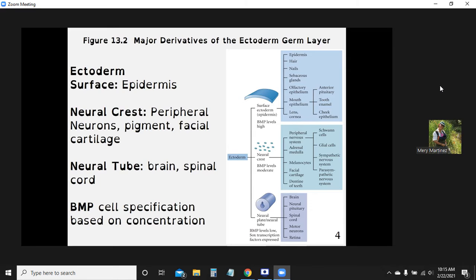Okay, but high levels of BMPs will induce cells to become the epidermis and all the derivatives that we see. Here we see how, from that flat neural plate, as cells start migrating and changing their shape, they're going to be subjected to different concentrations of BMP. High concentration, it will be epidermal and derivatives. Medium concentration, neural crest cells, and then low concentrations, we're going to have the neural tube. Is this clear? How the BMP will affect this? Okay.